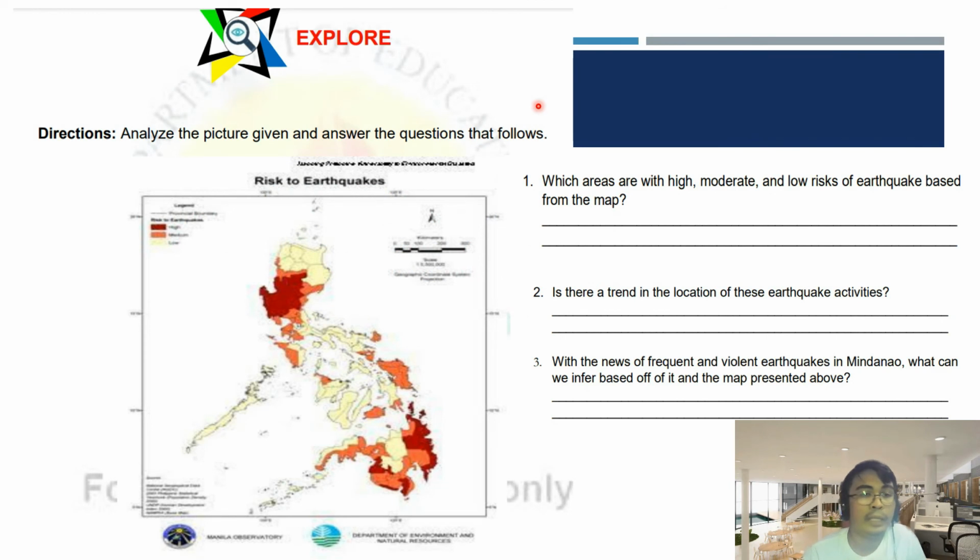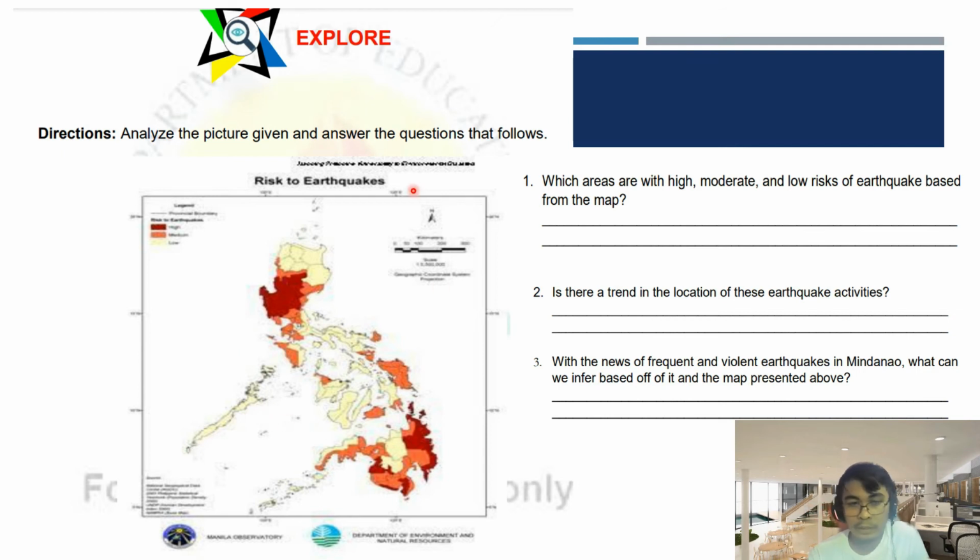And then after that, you need also to accomplish this activity entitled Explore, wherein you're asked to analyze the picture given and answer the question that follows. So as you can observe, napakadami kayong sasagutan ng questions. But these questions are very basic as long as naiintindihan mo yung pinapakita ng mga mapa. Okay? So in this case naman, ang focus natin is yung earthquake distribution sa Pilipinas. Okay?